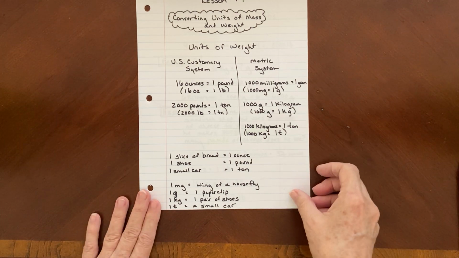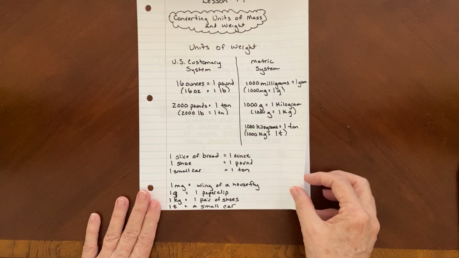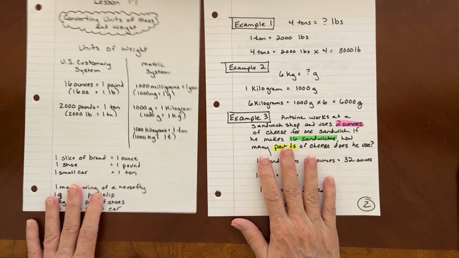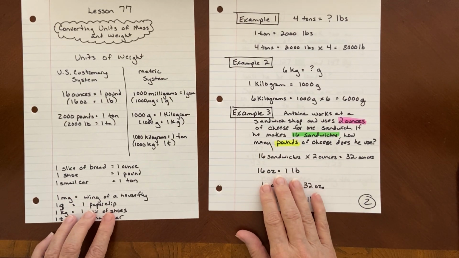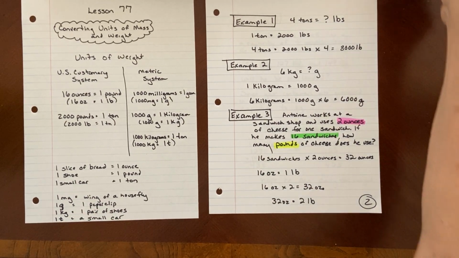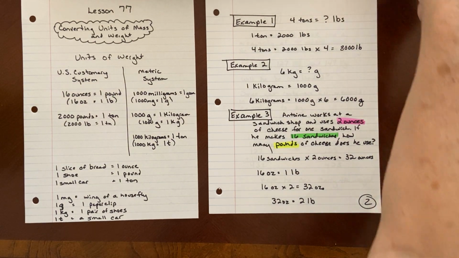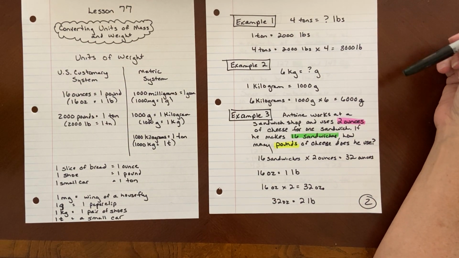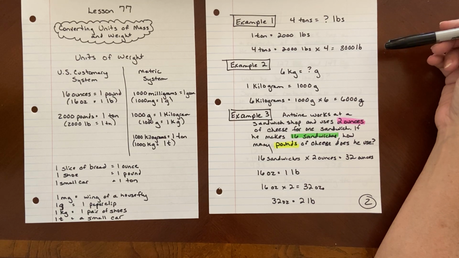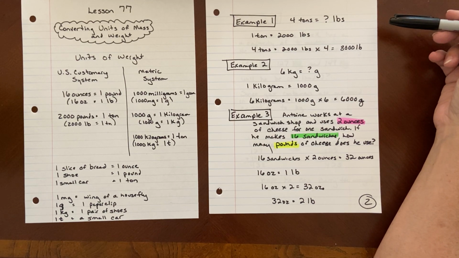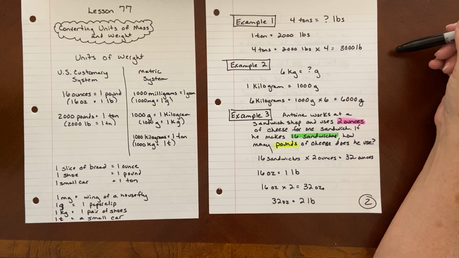So, got the idea? We'll put that over here just in case we need it. Okay, so example 1. A large elephant weighs about 4 tons. How many pounds does that large elephant weigh?